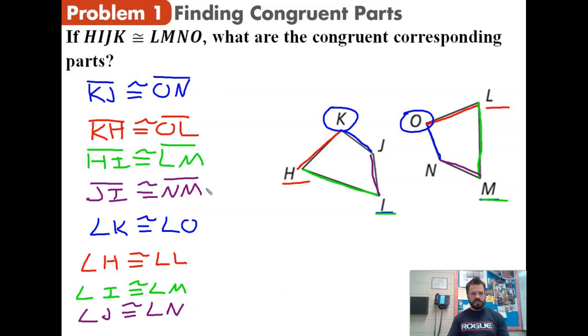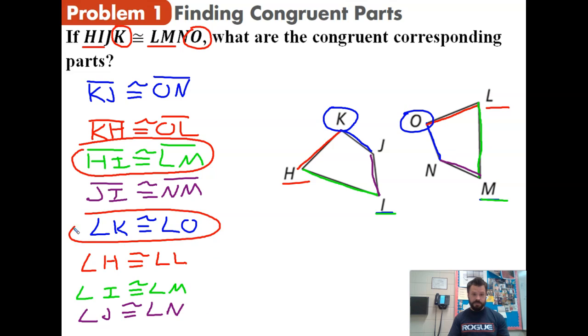Notice, for example, that we said segment HI is congruent to segment LM. Notice in my congruent statement, HI is the first two letters on the first polygon, and LM is the first two letters on the second. So they're in corresponding positions in that congruent statement. Same idea, if I look at my congruent statement, K and O are both the last letters. I'm thinking I could find K and O congruent down here. Yes, I can.